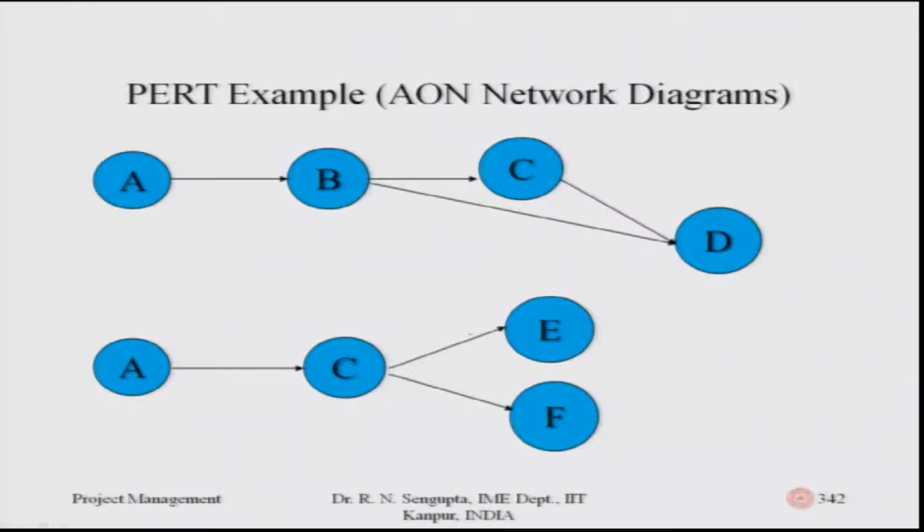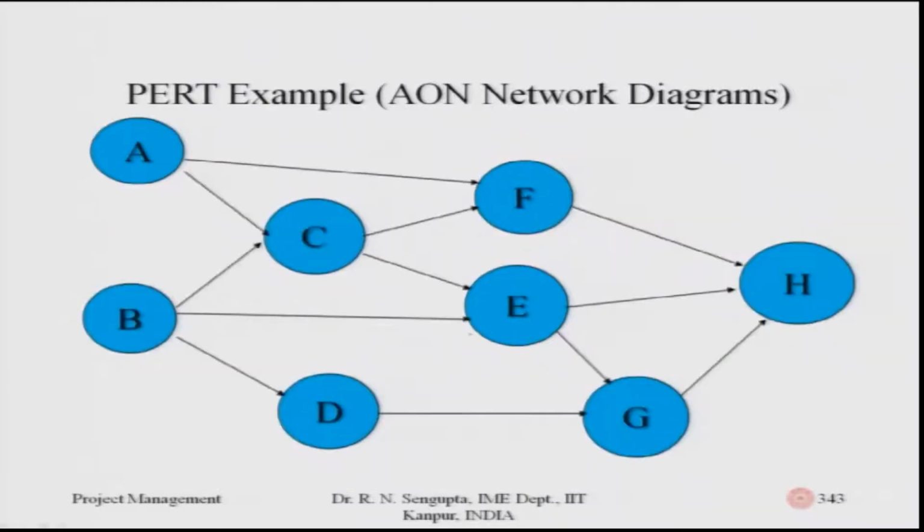but D cannot be completed unless B and C are finished. In the second diagram, on slide 342, A leads to C and then C leads to E and F in some sequence, but it gives us no relationship between E and F. So, E and F can end at any point of time, provided they follow after C. In this simple diagram, A and B are the so-called starting nodes.